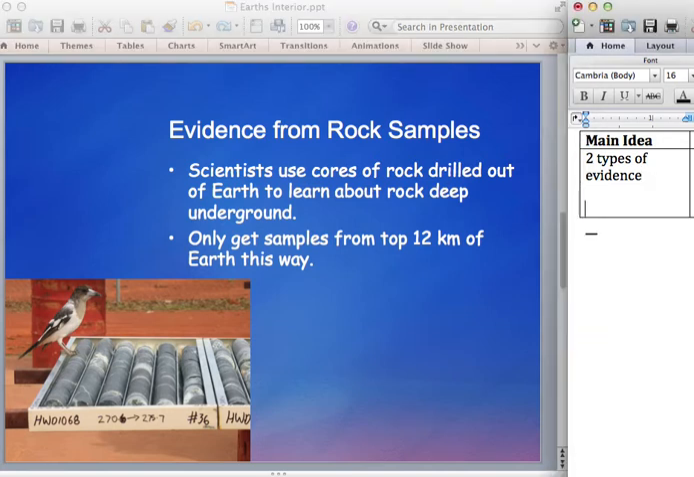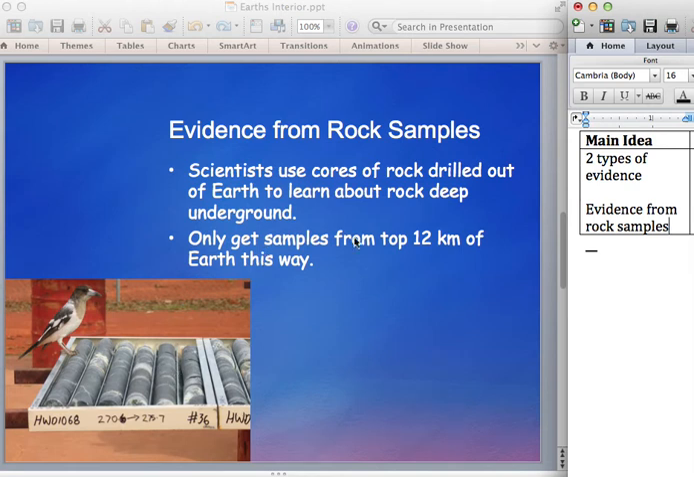Evidence from rock samples. Scientists use cores of rock drilled out of the Earth to learn about rocks deep underground. So with a drill, you can have a hollow drill bit, and as the drill goes down into the Earth, it surrounds a small little tube of rock, maybe 2 or 3 inches around, and then when you pull the drill back up, you can bring that rock with it, and so you get this long core of rock, and it looks kind of like this. This has been split up so that it'll fit in a case to carry, but that way you can learn what the rocks are like underground.